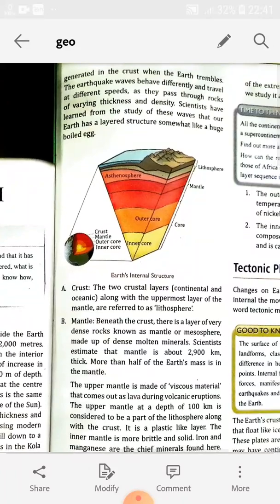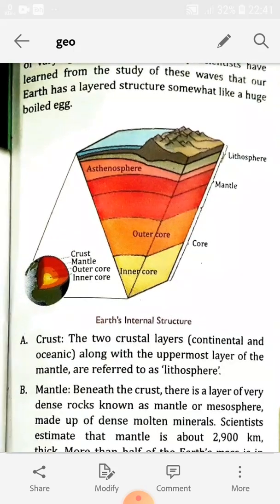The earthquake waves behave differently and travel at different speeds as they pass through different rocks of varying thickness and density. These waves tell us that the earth has a layered structure like a huge boiled egg. We have compared our earth with a huge boiled egg. Now let me explain the internal structure of the earth with the help of this diagram. As you can see, I will be starting from the uppermost part. First is the lithosphere.